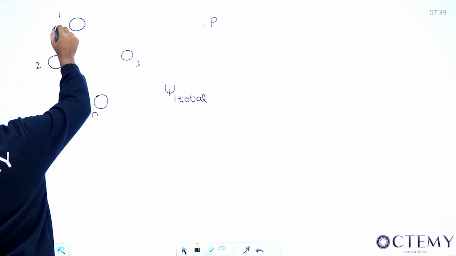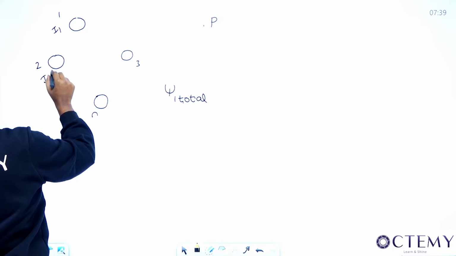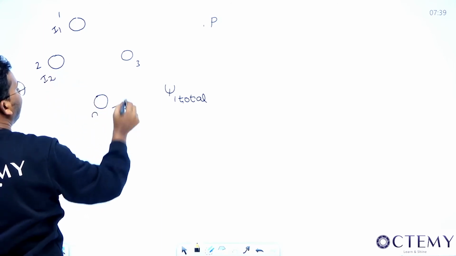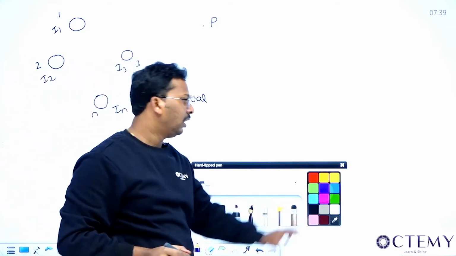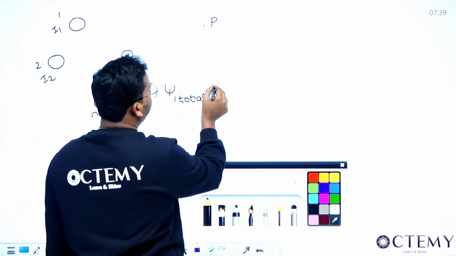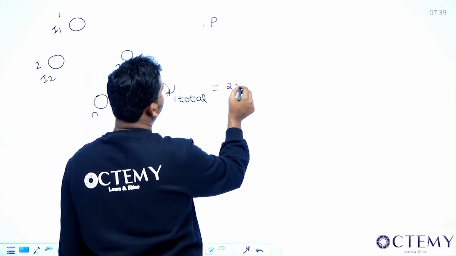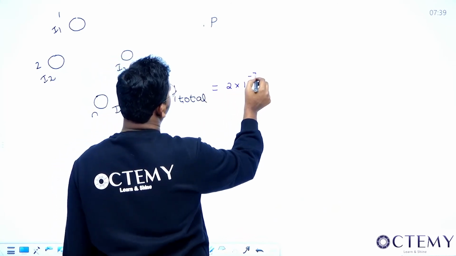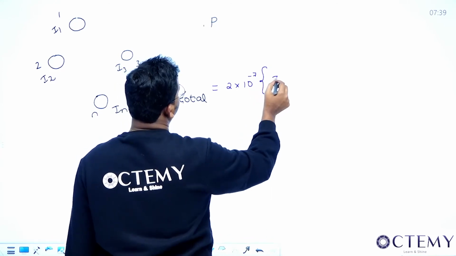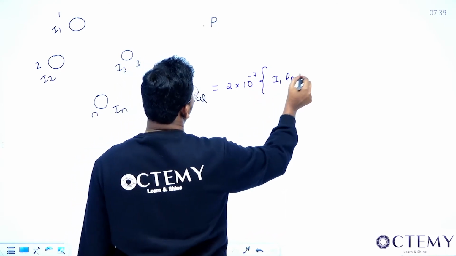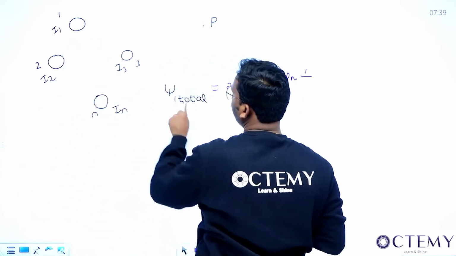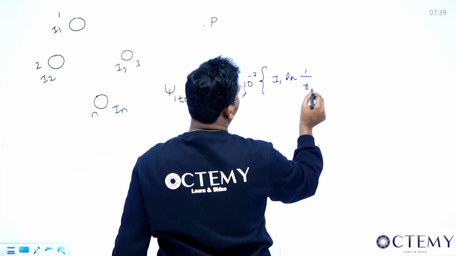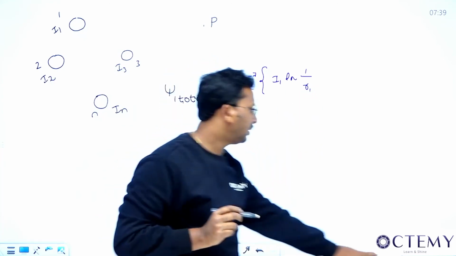It will not be because of the current in this, that is I1, but it will also be because of I2. It will also be because of In. It will also be because of I3. So see, sir, what will that be equal to? You'll have to remember this. That should be equal to, which we have just derived, 2 into 10 to the power of minus 7, into I1, the first current, ln 1 by the radius we have to take here. For the first one, because of the phi 1 total we are taking the radius, so R1, right?